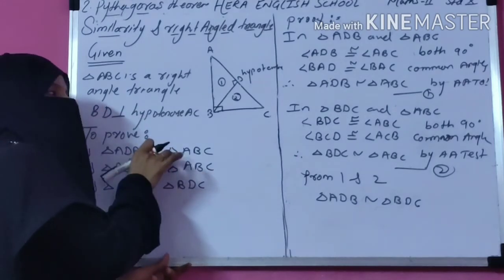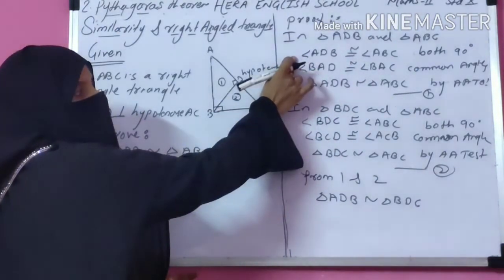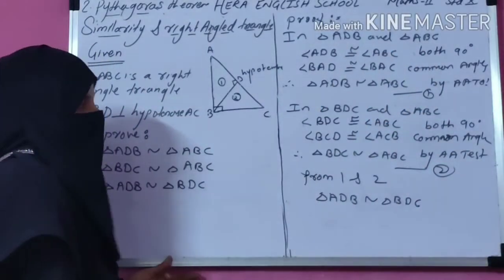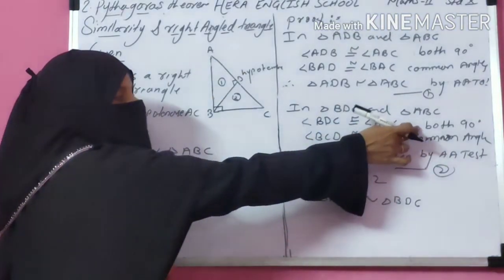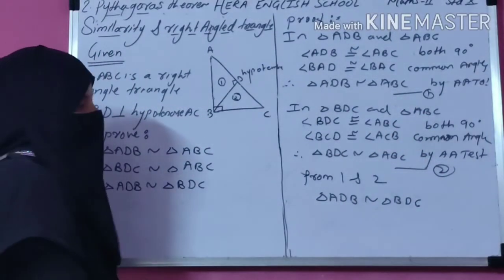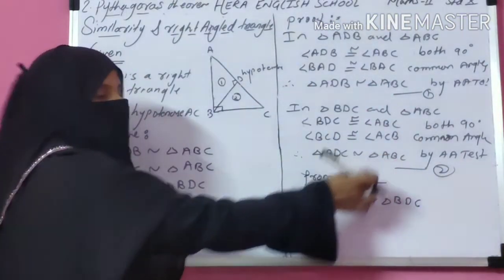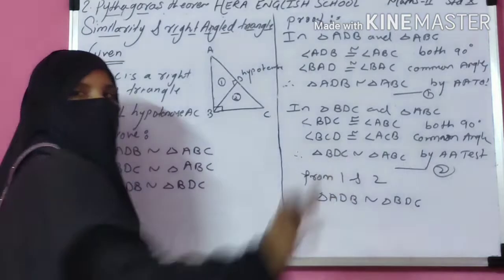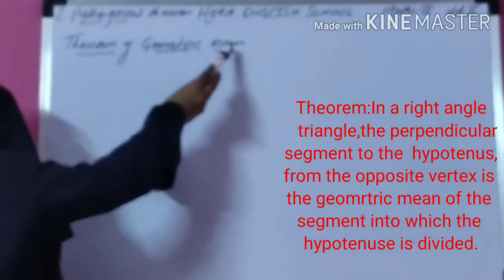So focus on the triangles that you have to prove. First I focus on these two triangles. One pair of angles is 90 degrees and there is a common angle. So these two triangles are similar by the AA test. Now similarly, in triangles BDC and ABC, one pair of angles is 90 degrees and there is a common angle. So these two triangles are similar by the test of similarity. Now from 1 and 2, ADB is similar to ABC and BDC is similar to ABC. That means both triangles are similar to the same triangle, so these two triangles are similar to each other. Easy theorem, practice it.